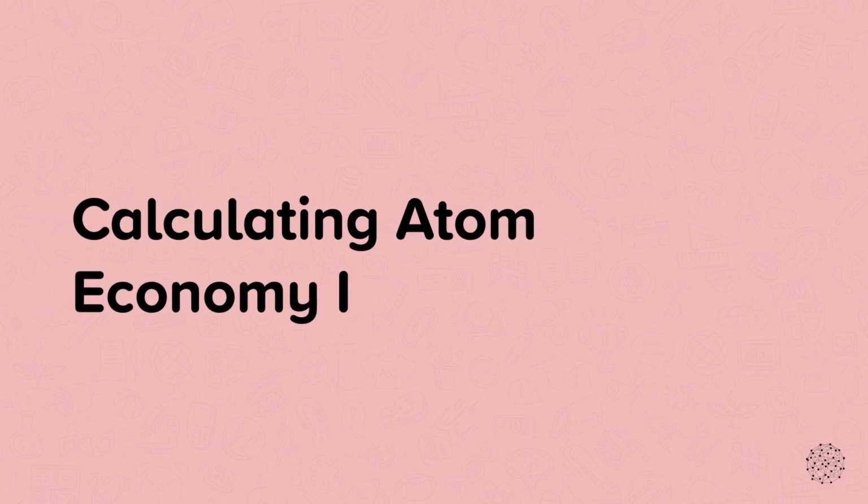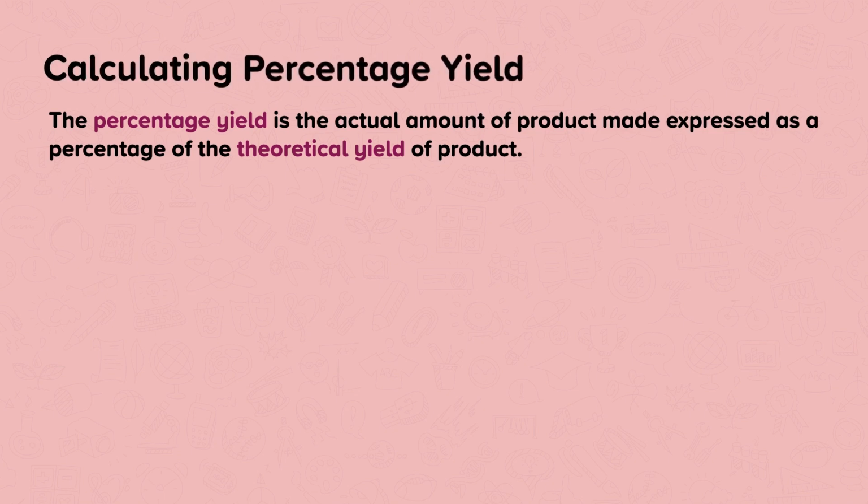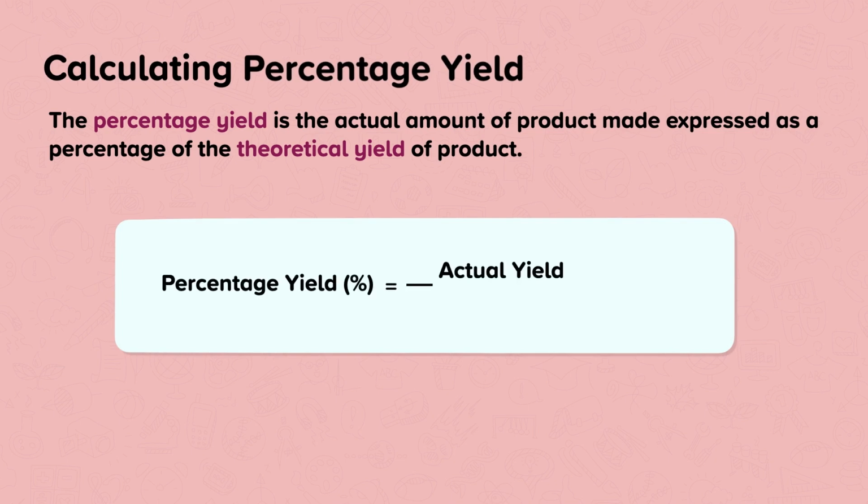Calculating Atom Economy 1. Let's review what is meant by percentage yield so that we can understand the difference between that and atom economy. The percentage yield is the actual amount of product made expressed as a percentage of the theoretical yield of product. The percentage yield can be calculated using the equation actual yield divided by theoretical yield multiplied by 100.